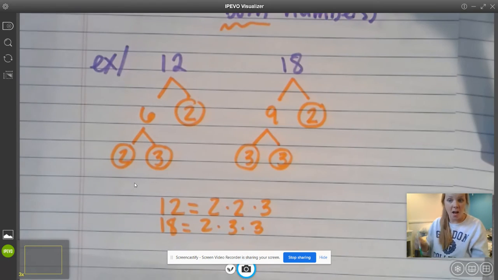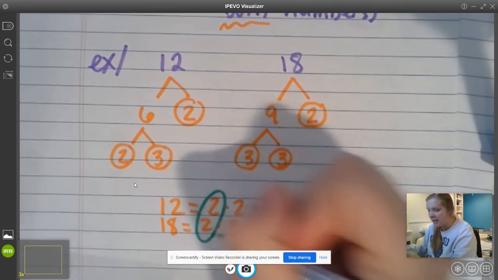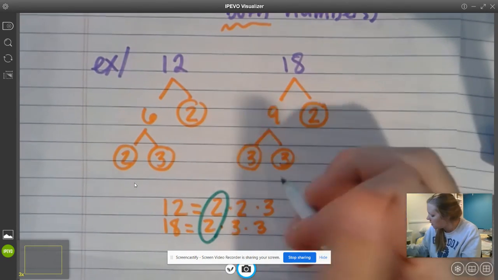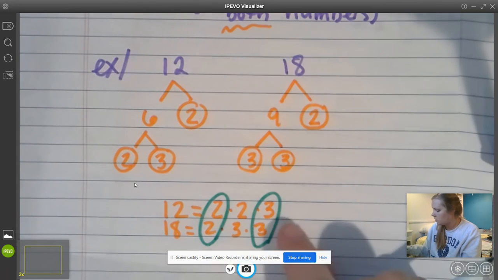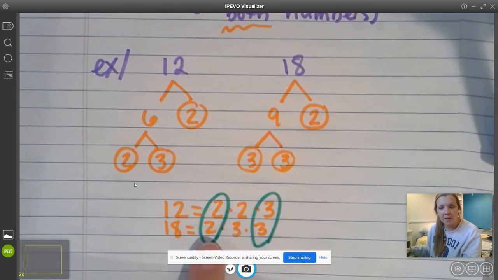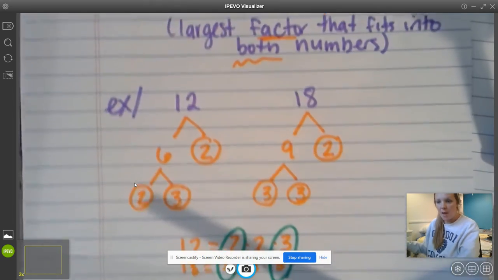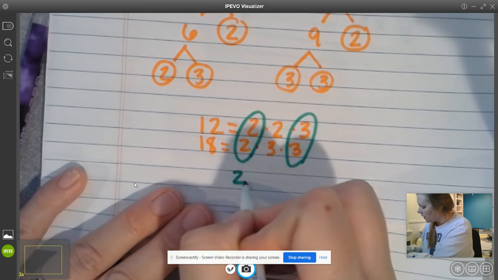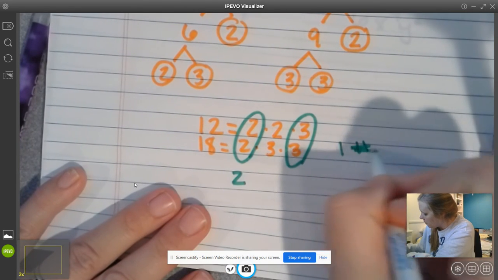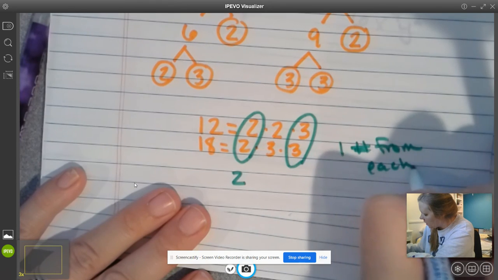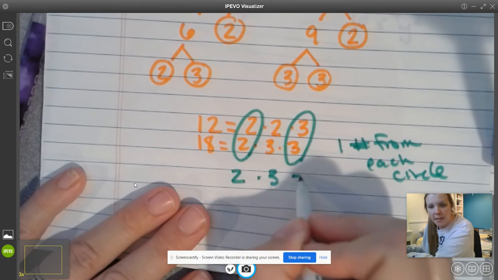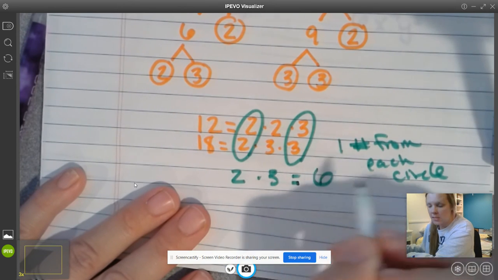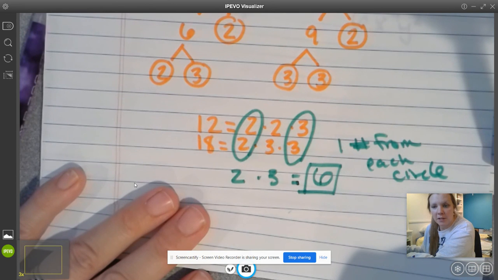To find the greatest common factor, I'm going to circle any matches. Do you see how the 2 and the 2 are matching? They're the same number, as well as this pair of 3s. I'm sorry, those are 3s. So I have a pair of 2s and a pair of 3s. To find the greatest common factor, I'm going to take one number from each circle. So I take a 2 and I take 1 3 and I multiply them together. 2 times 3 is 6. So 6 is my greatest common factor.